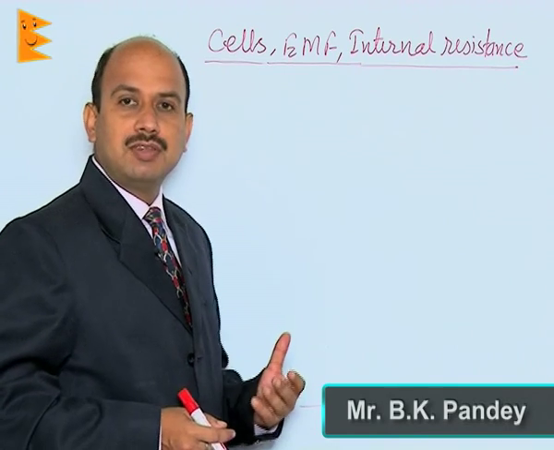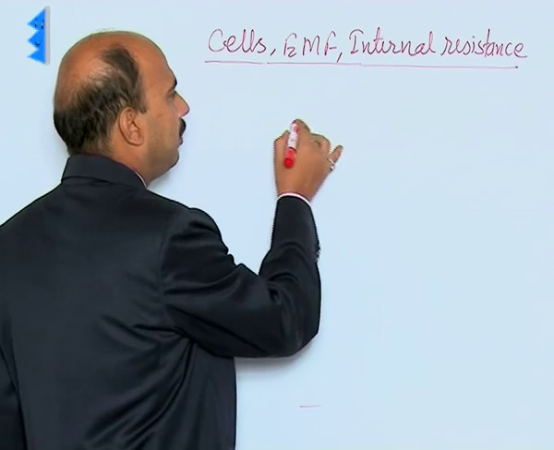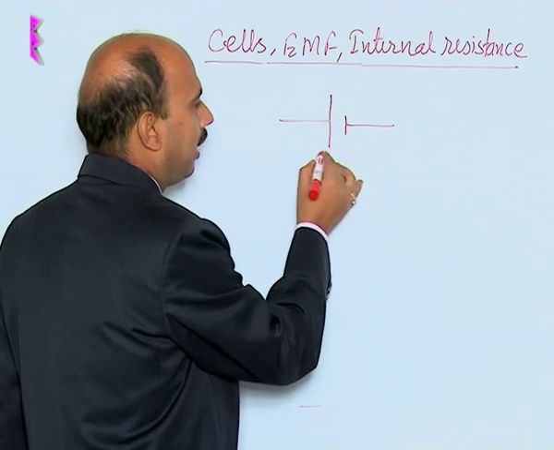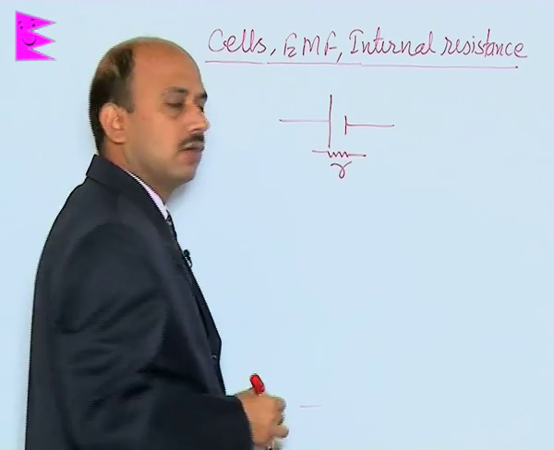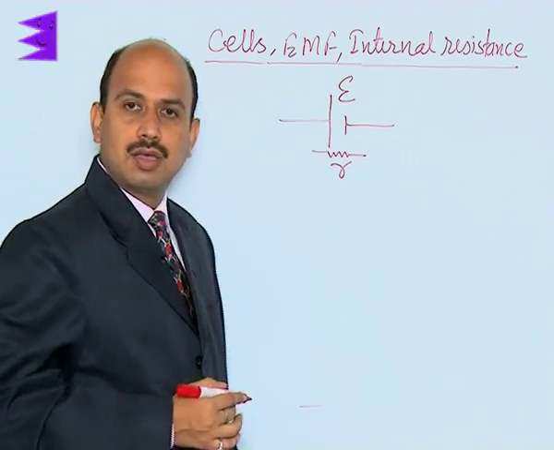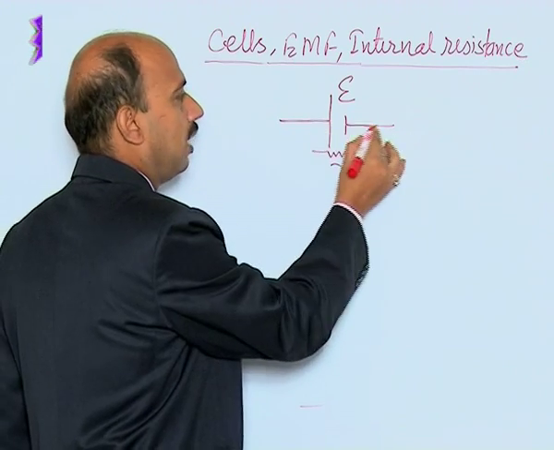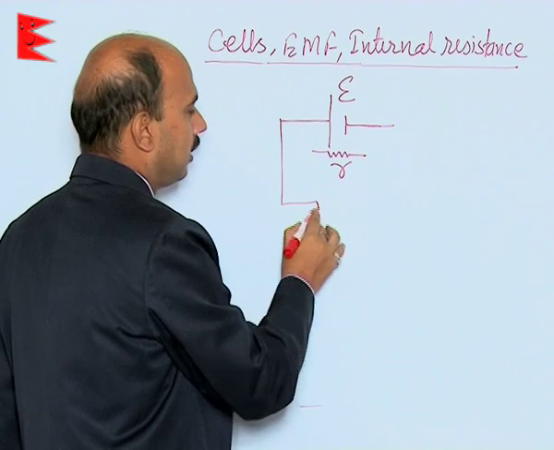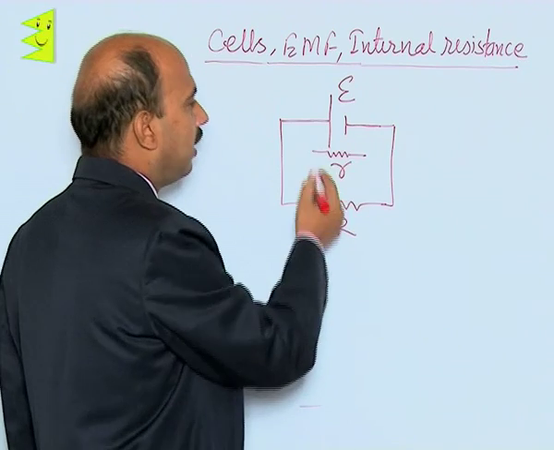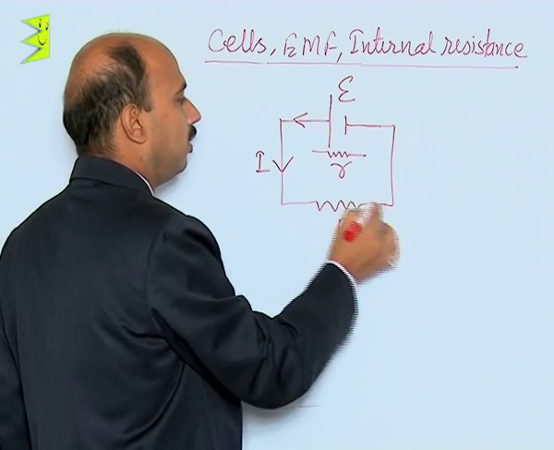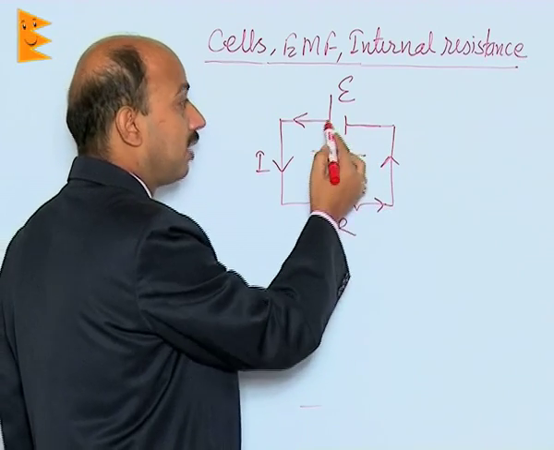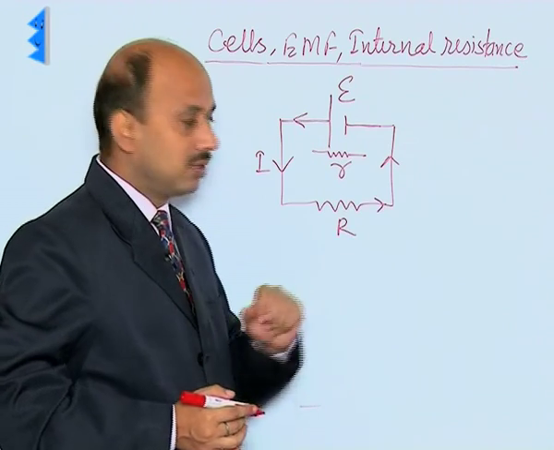Now, see here, suppose a chemical cell has got internal resistance r. We can represent it like this: this is a chemical cell, and it has got internal resistance r, which we write below. So, this cell has got EMF and internal resistance r. These are the two terminals of the cell. Externally, we now connect the resistance R like this. When the resistance R is connected, current starts flowing from this side to this side. Outside, current goes from positive to negative, but inside the cell current goes from negative to positive.